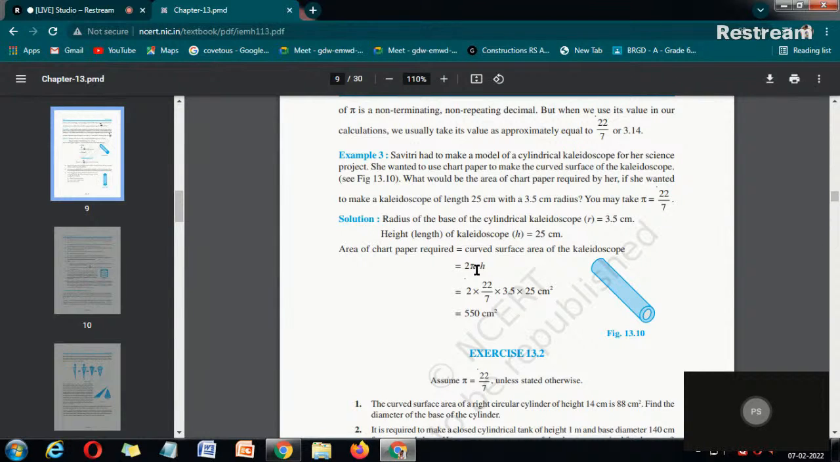Going with our 13.2 exercise. What does our 13.2 say? First one, the curved surface area of a right circular cylinder of height 14 centimeter. So that CSA is 88 centimeter square.